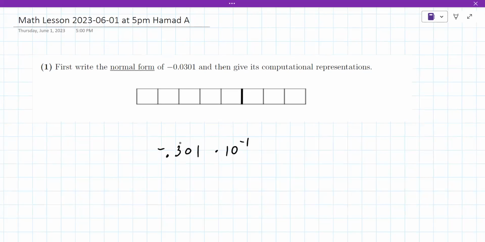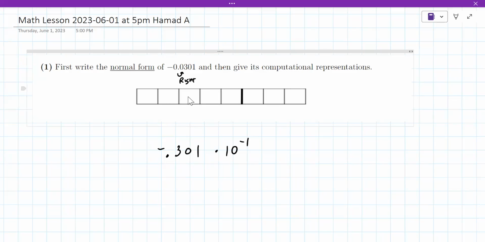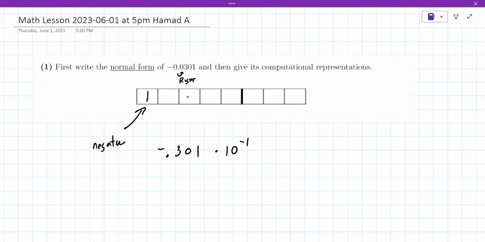Times 10 to the minus 1. So you have to move the decimal over. In this case, you're moving it right, but you move the decimal over until that number with the first digit is right there. Okay. All right. Now, when it's negative, you put a 1 there. Okay. Then the next thing is you just put the number 3, 0, 1, 0.